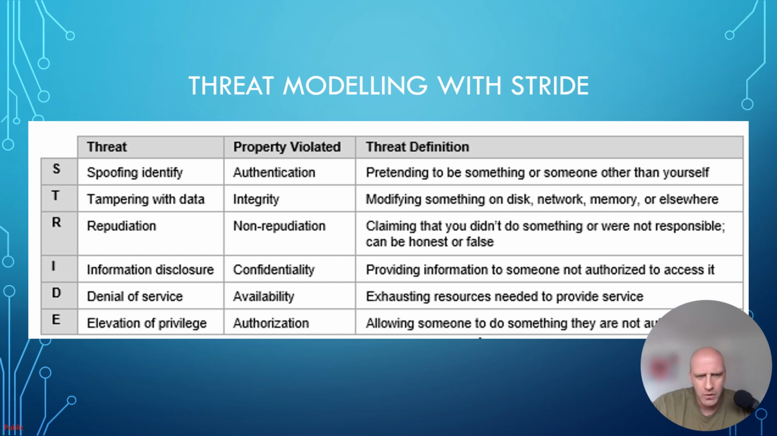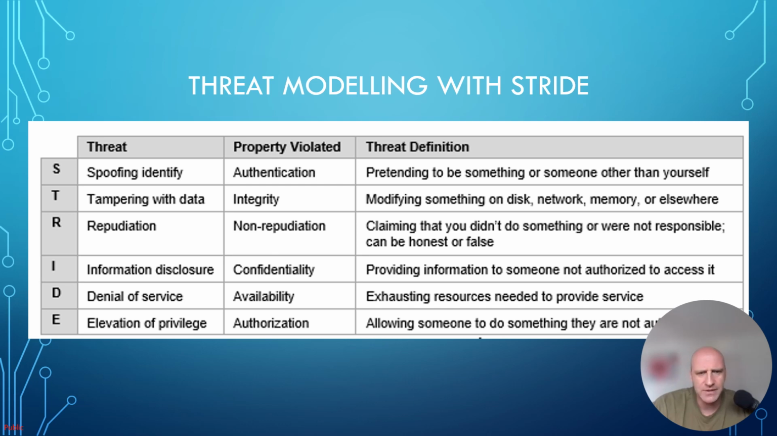R stands for repudiation. So essentially the property is non-repudiation. So non-repudiation essentially is claiming something that you didn't do or were not responsible for, which can be honest or false. I stands for information disclosure. So the property that it violates is confidentiality. So providing information to someone that is not authorized to access it.